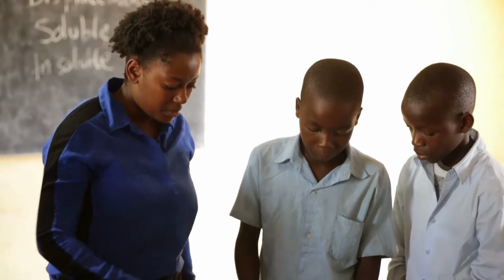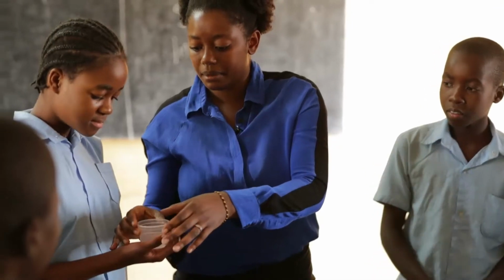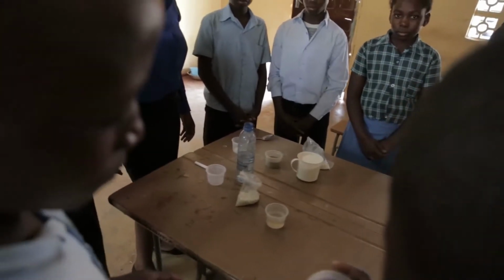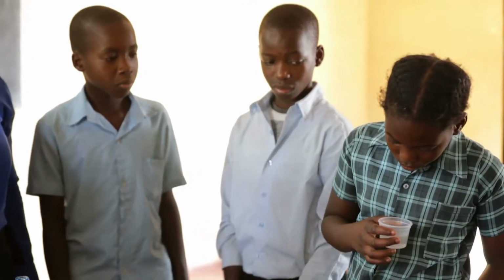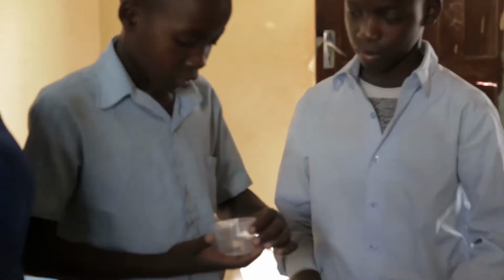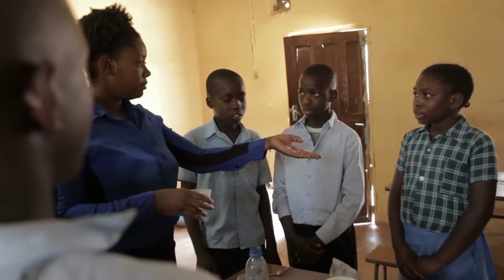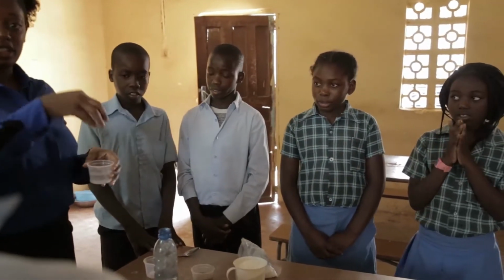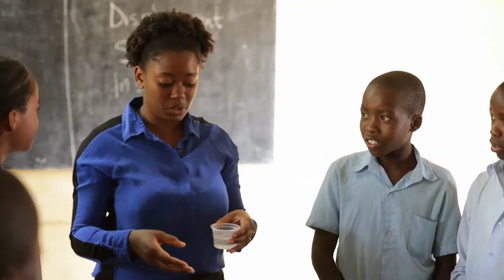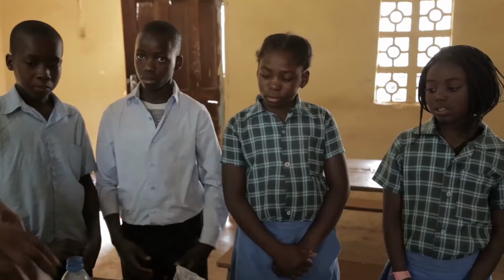Okay, now let's have a look. Do we see anything in there? No. What has happened? It's mixed. What's mixed? The salt and the water mix. So the salt dissolved in the water. So what do we call the salt? What do we say the salt is? The salt is soluble. Just like the sugar, the salt is also soluble.